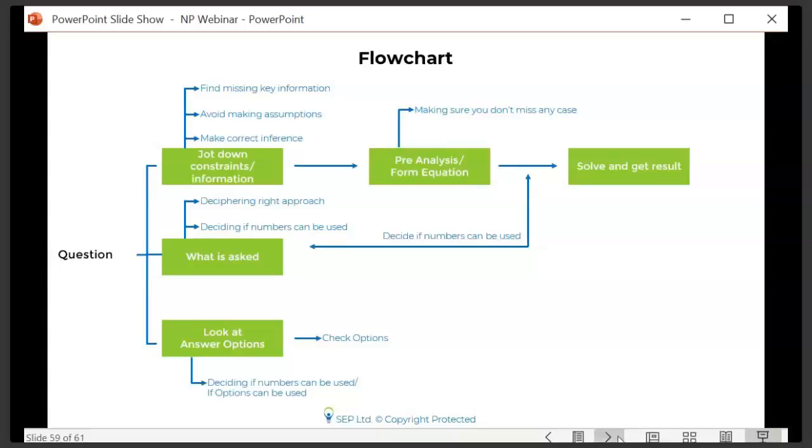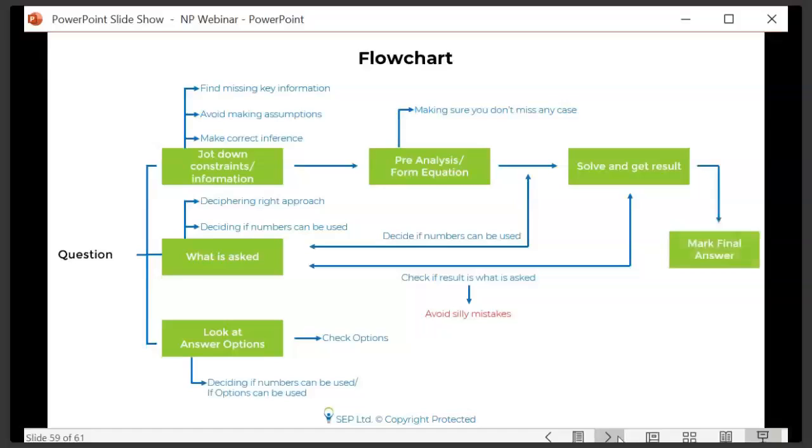Also, one final very important step is when you find out your answer, do check if exactly that is what is asked in the question or not. The reason I'm saying this is because if you don't check that, you'll make a silly mistake, and you'll get the wrong answer. And then after checking, mark your final answer. Now, this might look like a complicated chart, but it is not. The first 3 steps are something which you do while reading the question only. You're reading it, you're jotting down, you are making sure that you have everything in mind. You do your analysis, at the same time you decide whether you need to take numbers or not. And then after solving, just do a check.